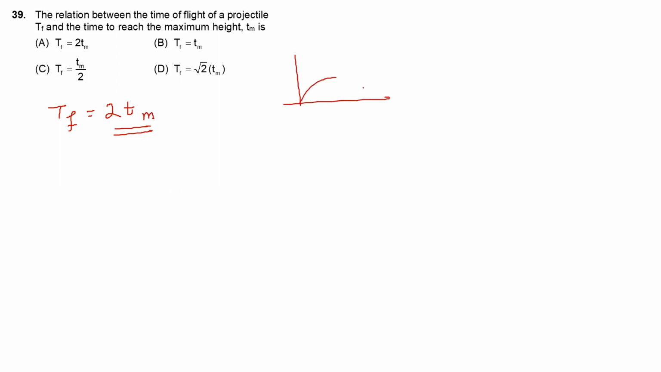You know how much time is taken to reach this point. This time is equal to this time, na? Yes or no? That is TF, the total time of flight, and this time is the time to reach maximum height, and they are equal. That's why time of flight is equal to 2 times the time taken to reach the maximum height. Understood?